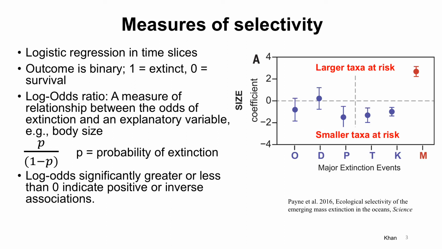Therefore, in this 2016 study assessing ecological traits and extinction risk, positive size coefficients indicate that larger taxa are at risk, while negative coefficients identify when smaller taxa are more at risk. The study concludes that small taxa were preferentially at risk during ancient mass extinctions, while in the modern oceans, uniquely, large taxa are more at risk of extinction.